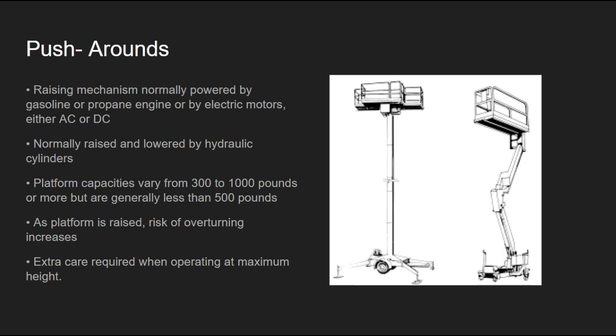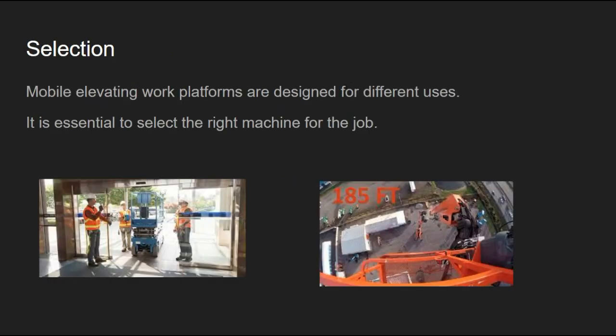The push-arounds' raising mechanism is normally powered by a gasoline or propane engine or by electric motors, either AC or DC. Normally raised and lowered by hydraulic cylinders, platform capacities vary from 300 to 1,000 pounds or more, but are generally less than 500 pounds. As the platform is raised, the risk of overturning increases. Extra care is needed and required when operating at maximum heights. There are many different types and designs and different uses, so it's essential to select the right machine for the right job.